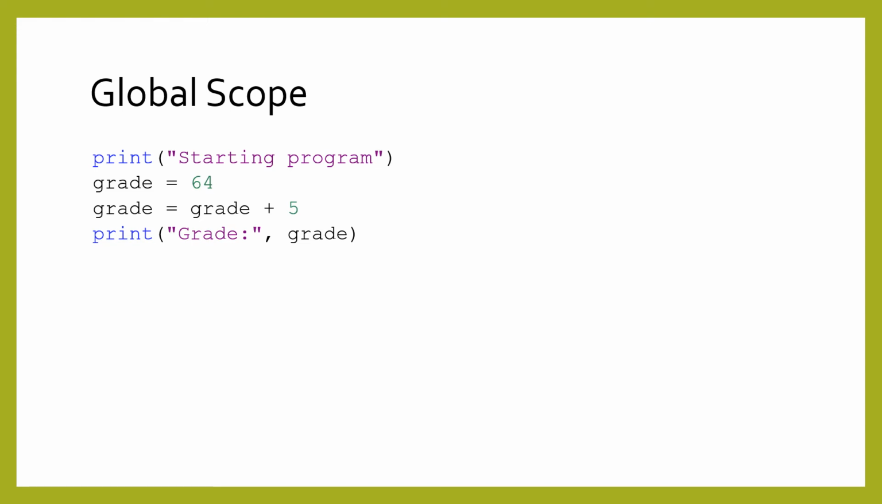Variables defined at the top level are known as global variables. Once a variable is defined, it is available on subsequent lines. That variable lives until the end of the program. In the program shown here, the grade variable starts its life on the second line and is available until the end of the program.